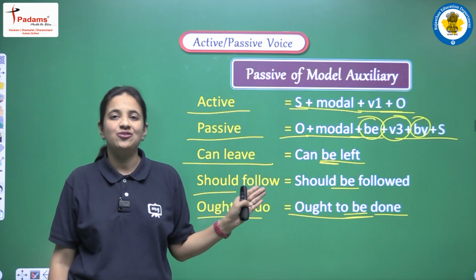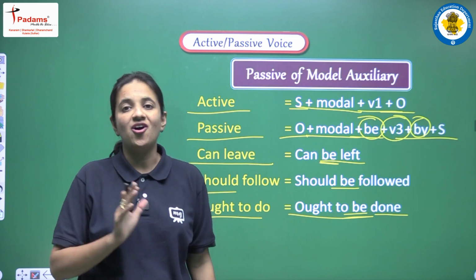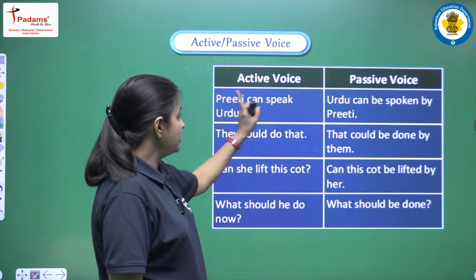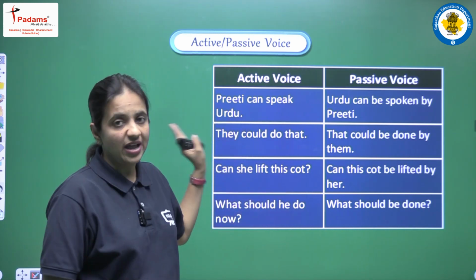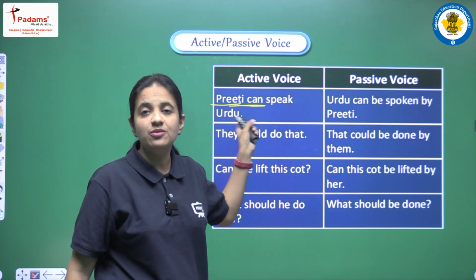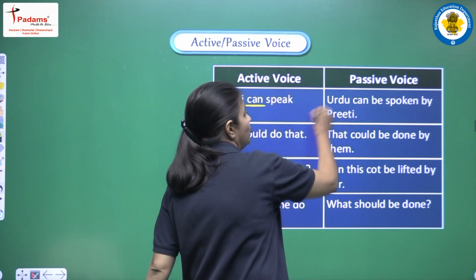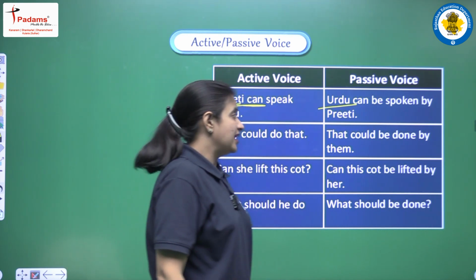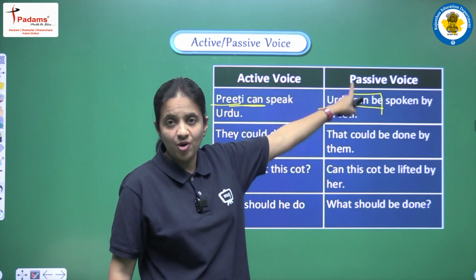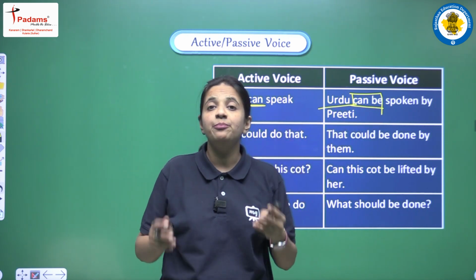So in this way we have to change the sentence from active into passive voice, in which we are having some modal auxiliaries. So now let's see some of the examples. Let's see the first one. Preeti can speak Urdu. This is an example of active voice, because we are having the subject in the beginning of the sentence, and in this sentence we are having one modal auxiliary. Now when we are converting this sentence into passive voice, first of all we have to write the object, that is Urdu. Next we are writing modal plus be. Again notice this thing, we are not converting the modal, we are using the same modal, but along with that we are adding be here.